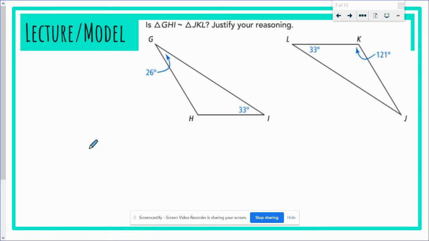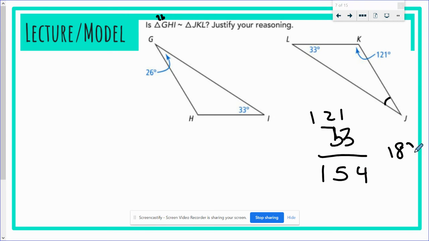Is GHI similar to JKL? So let's first look at angle G. Angle G is 26. And now we need to find angle J. So I have 33 plus 121 is 154. 180 minus 154 is 26. So far, so good. Angle G is 26. Angle J is also 26.